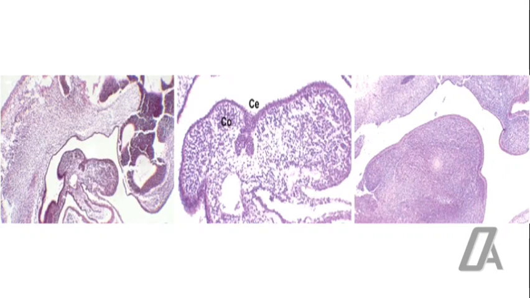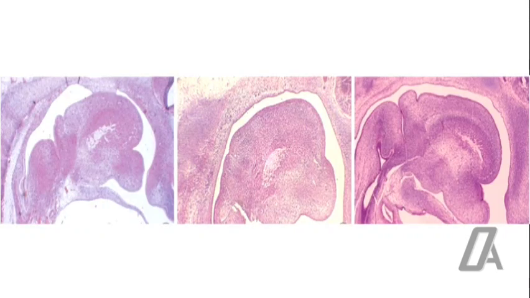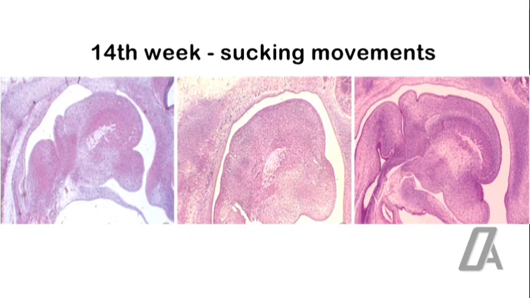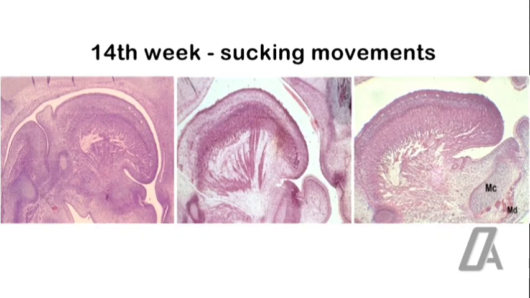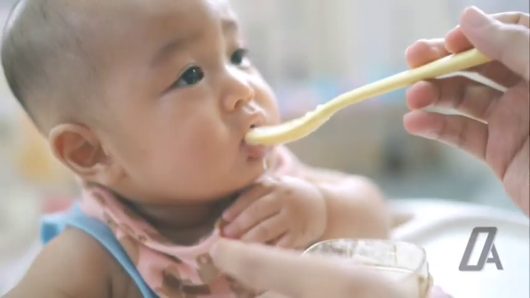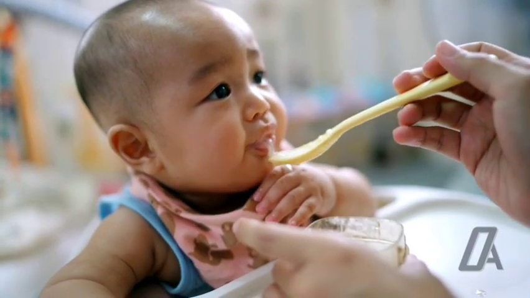This period is known for the maturation of muscles and nerves. It's also when the tongue starts to become functional. By the 14th week, the fetus begins to make sucking movements. This is an important milestone. It shows that the tongue muscles are developing coordination. These movements are crucial for successful feeding after birth.